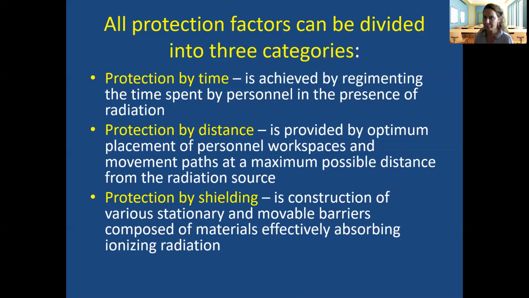Protection by time. Of course, if we work briefly with radiation, our dose of radiation will be less than if we stay near the sources of radiation. How does it work in real life? For example, most modern computer tomography scanners do their work very quickly. It's 15 minutes, sometimes 10 minutes, to scan one part of our organism. And after this, for several hours, the doctor analyzes a lot of slides, pictures and images from this examination.